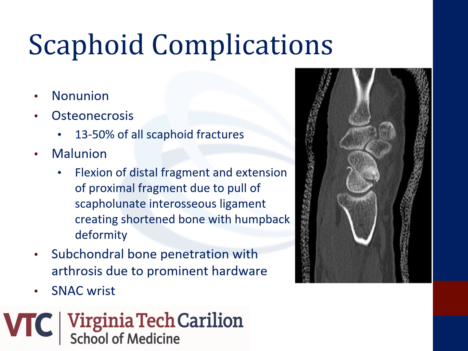Complications associated with scaphoid fractures are non-union, osteonecrosis, which occurs in 13 to 50% of all scaphoid fractures, and malunion. The malunion most commonly discussed is the humpback deformity, which is flexion of the distal fragment and extension of the proximal fragment due to the pull of the SL ligament. You can have subchondral bone penetration of the screw. That's more commonly encountered with a dorsal approach, or you can have development of a SNAC wrist, which is a scaphoid non-union.